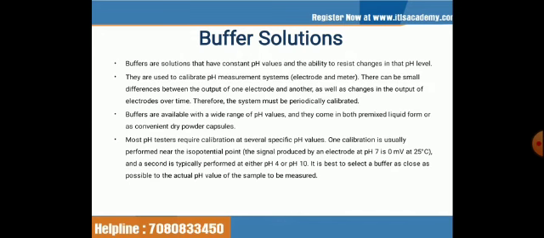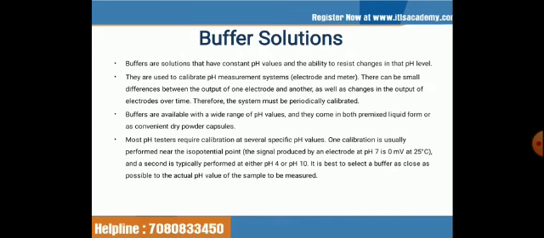Most pH testers require calibration at several specific pH values. One calibration is usually performed near the isopotential point, the signal produced by an electrode at pH 7 at 25 degrees Celsius, and the second is typically performed at either pH 4 or pH 10.